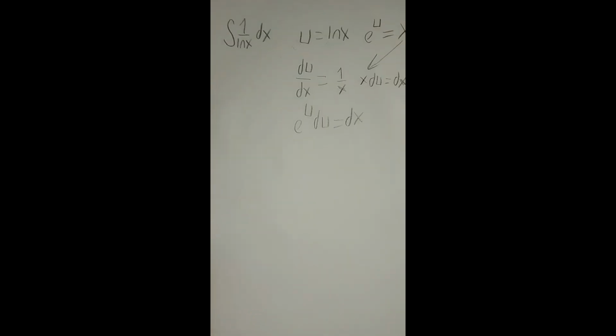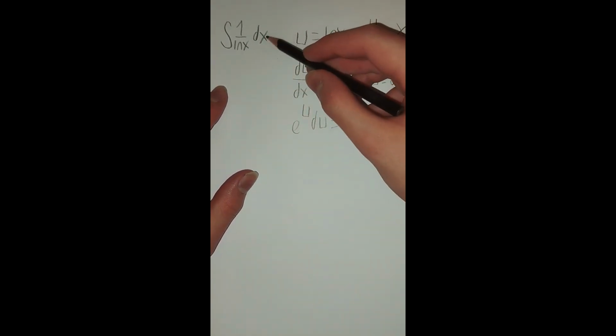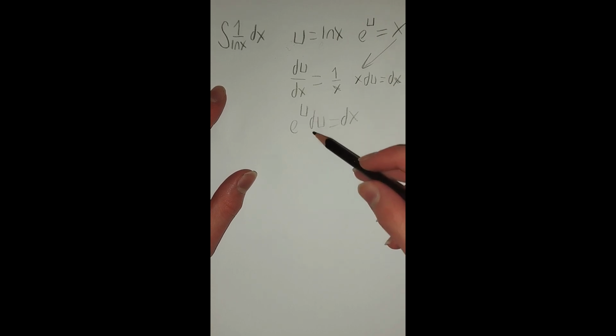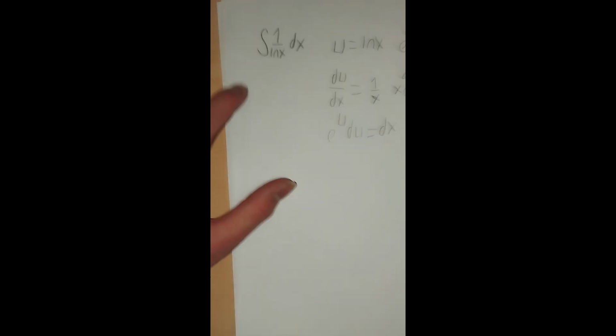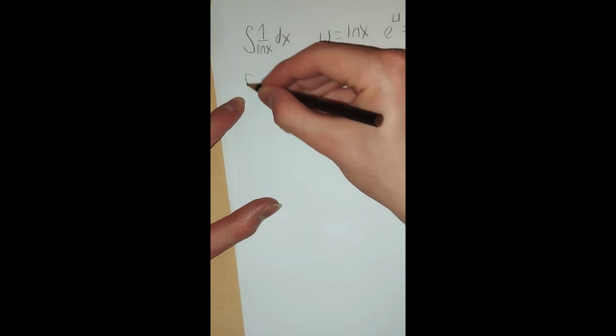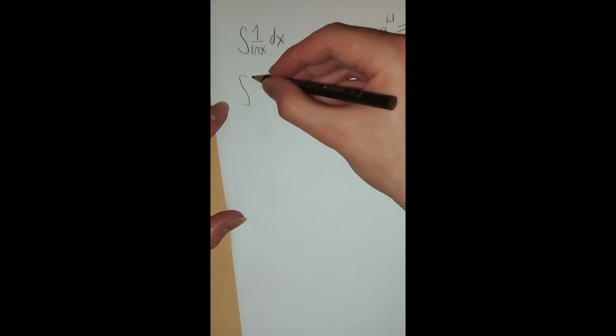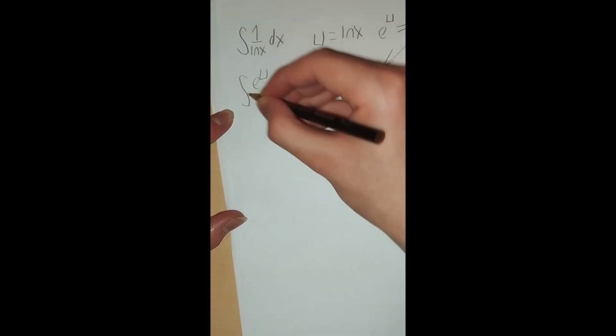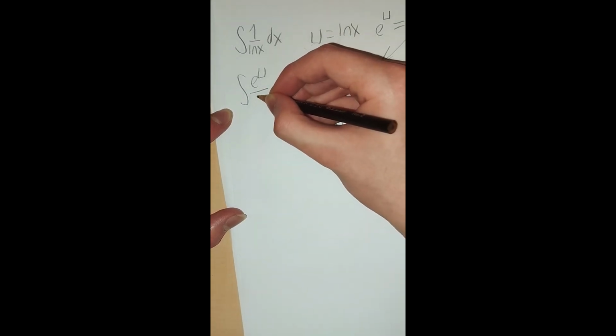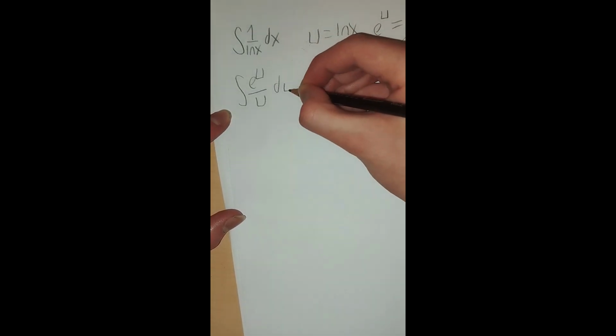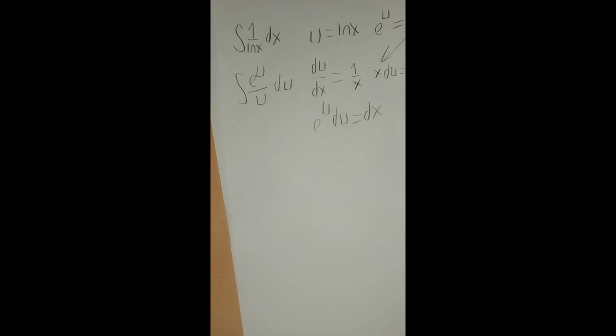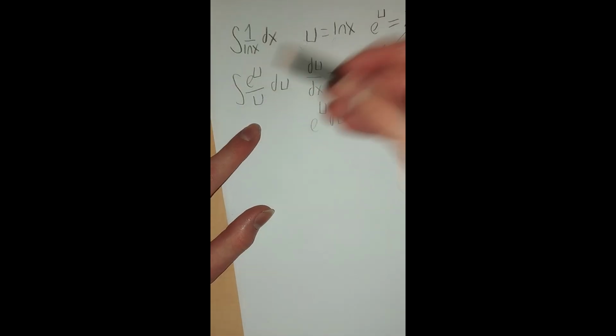Now let's come back to our original integral and replace the values. So instead of ln x we are going to use u. Instead of dx we are going to use e to the u power du. And let's put them. I'm going to make another integral and say e to the u power divided by u du. So now this is our integral that we need to solve.